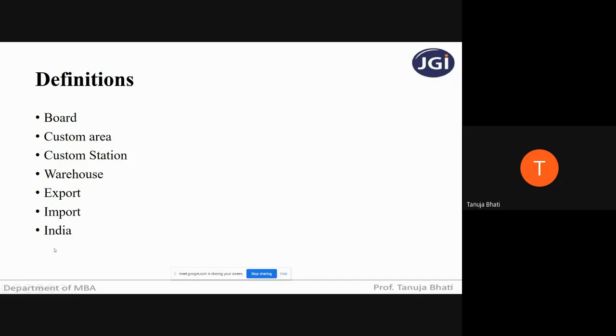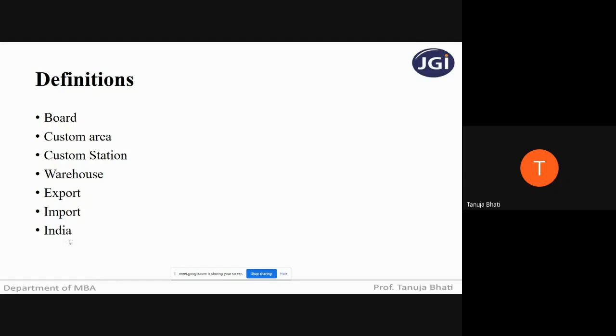Next is India. Now, what is India? The definition of India we have already seen in direct taxes, but in case of customs, what does India mean? India includes the territorial waters of India. We have already seen that territorial waters, continental shelf, exclusive economic zone, and other maritime zones, and territorial waters extend to 12 nautical miles into the sea from the appropriate baseline of India. So the definition of India here again includes the territorial waters of India.